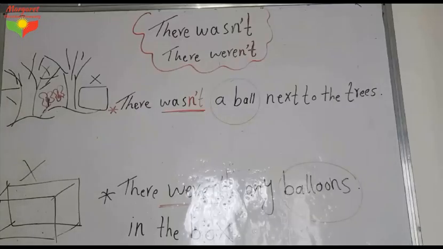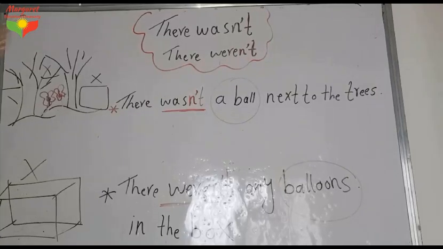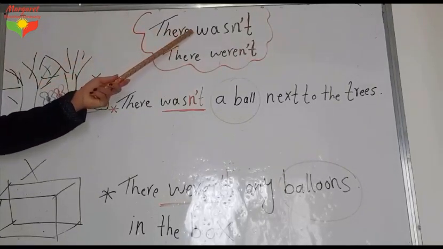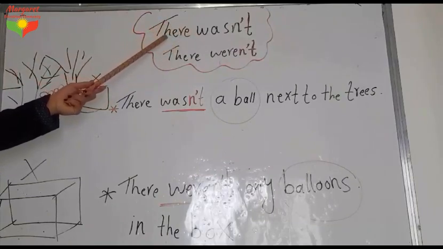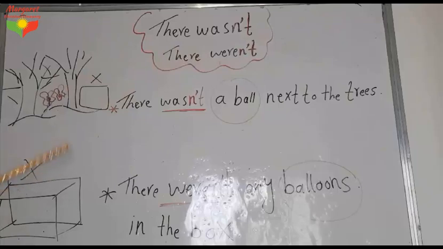So now, dear students, let's practice more about "there wasn't" and "there weren't". "There wasn't" is with singular things that do not exist, in the negative form. "There weren't" is with things that are plural and do not exist. Here we have two examples. First example, let me explain for you.